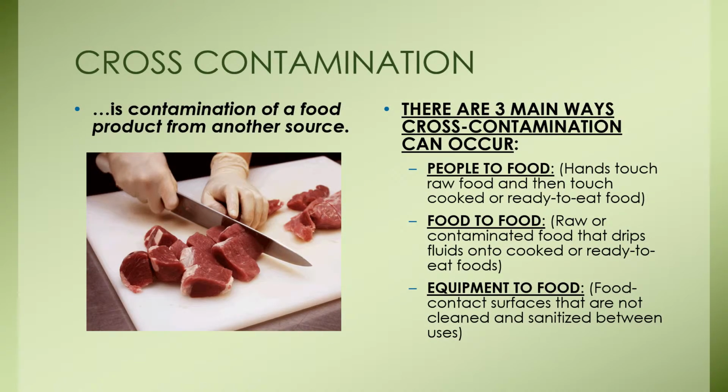Proper food safety practices require the avoidance of cross-contamination of foods. Cross-contamination is contamination of a food product from another source. There are 3 main ways cross-contamination can occur. The first is people to food. Hands touch raw food and then touch cooked or ready-to-eat food. The second is food-to-food cross-contamination, where raw or contaminated food drips fluids onto cooked or ready-to-eat foods. The last is equipment to food, that is when food contact surfaces are not cleaned and sanitized between uses.